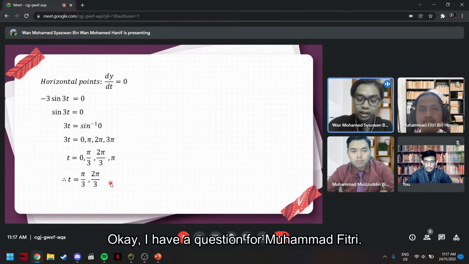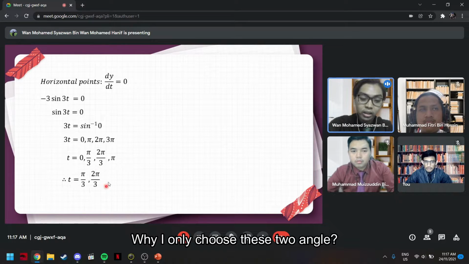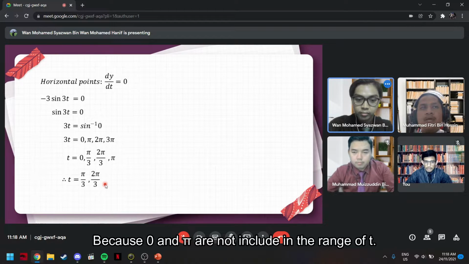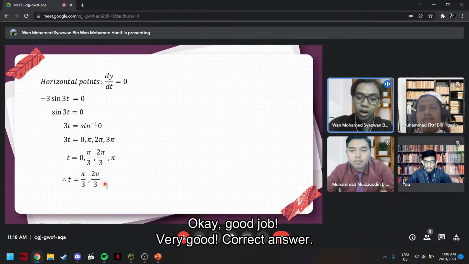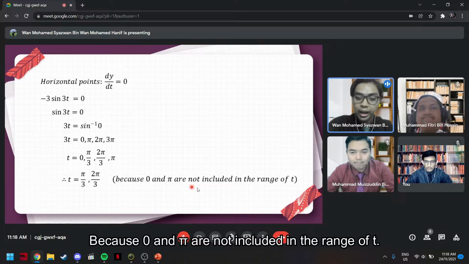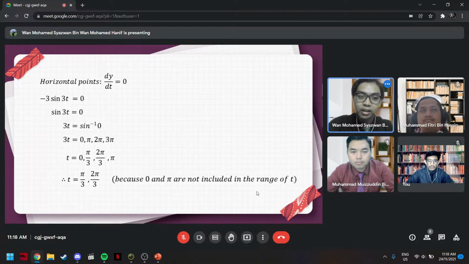Okay, I have a question for Muhammad Fitri. Why did I only choose these two angles? Because 0 and pi are not included in the range of t. Okay, good job, very good. Correct answer, because 0 and pi are not included in the range of t. Okay, next.